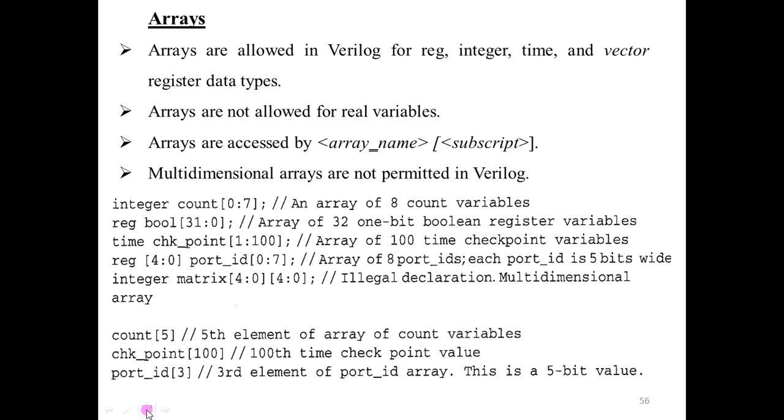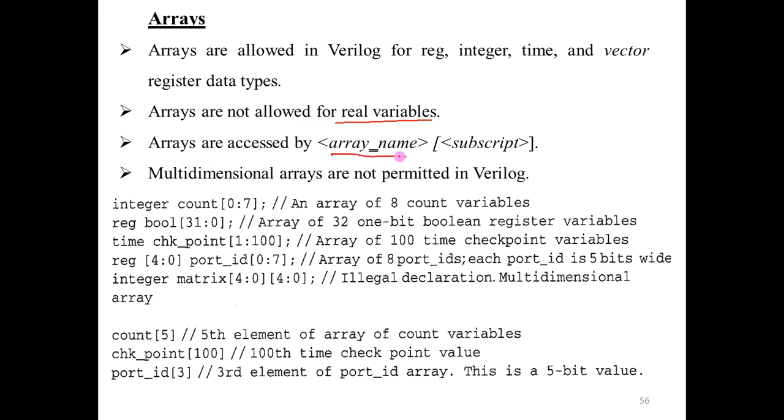So next is arrays. So what are arrays? Arrays are allowed in Verilog for register type, integer type, time type, and vector register data type. Arrays are not allowed for real variables. Remember that arrays are not allowed for real variables. If you declare anything with data type real, you cannot have arrays for it because, as I have just told, the real data type does not have a range. When it cannot be defined with a range, it cannot have arrays also.